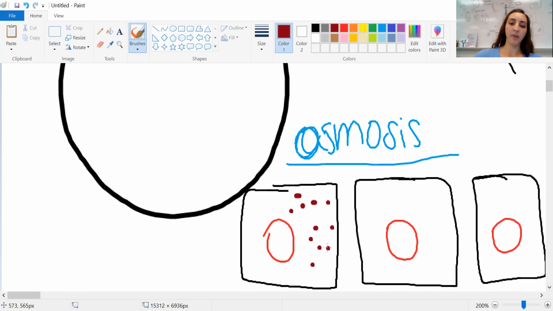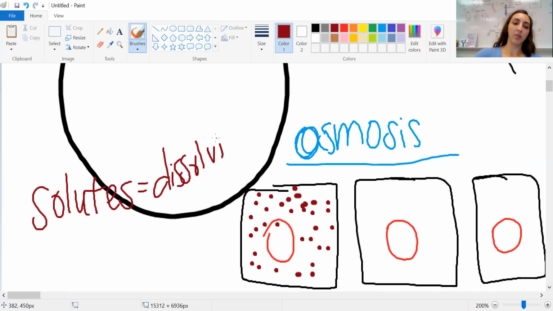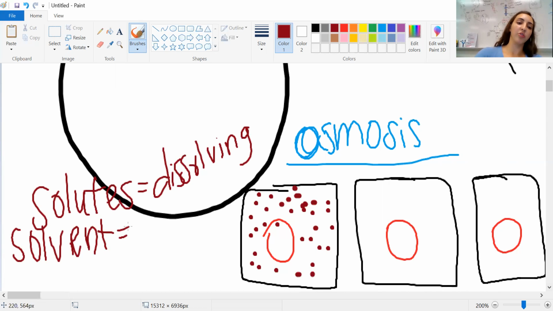So we have one environment, you have a lot of red things. What do those red things mean? All right. Those red things is what we call solutes. What is being dissolved or dissolving, right? You have solvent, which is the water, which is doing the dissolving, okay?